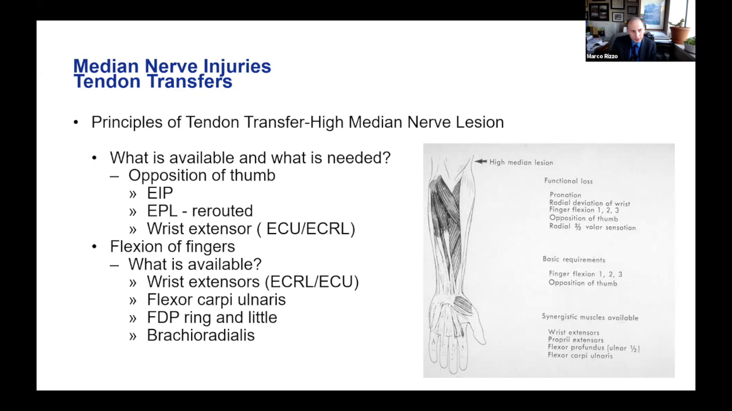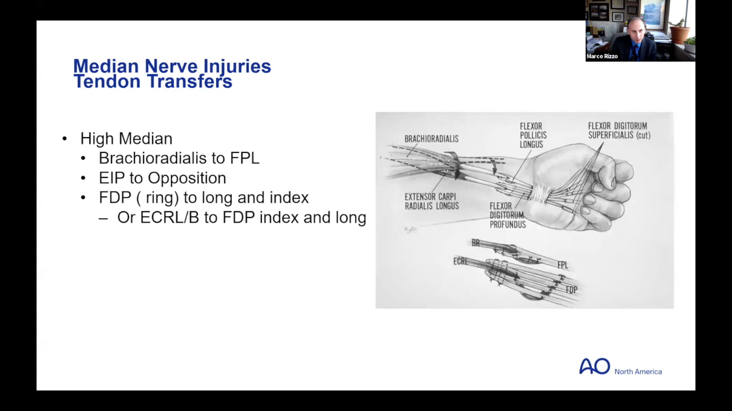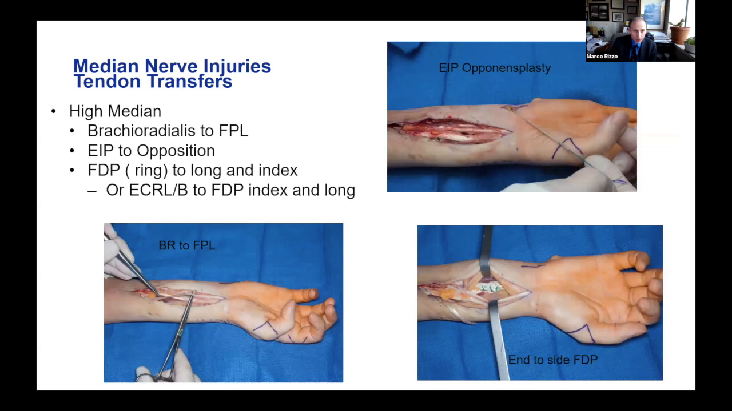The FDP to the ring and little, in a side-to-side repair, I think is a good choice for most of my patients and my preferred option. And I think using the BR to help with FPL is a good choice as well. So a good example is BR to FPL, EIP for opposition, and FDP side-to-side, long to index to ring, or ECRB or L to FDP, index and long. Here's a case example of that exact transfer, and you can see the repairs.